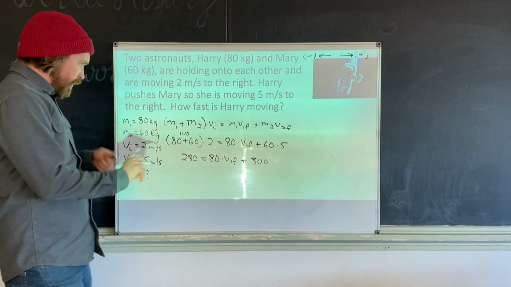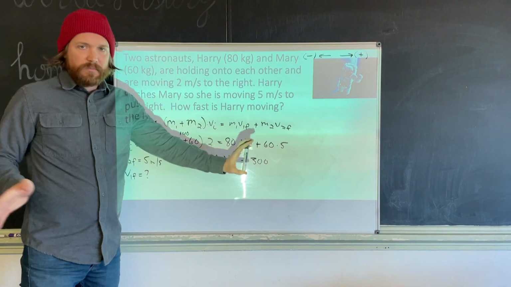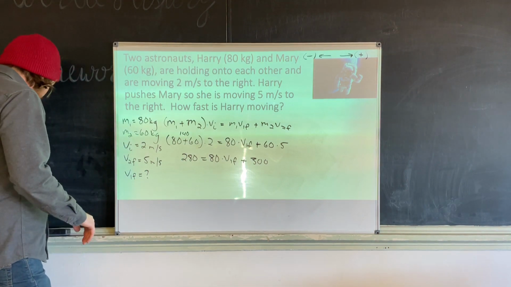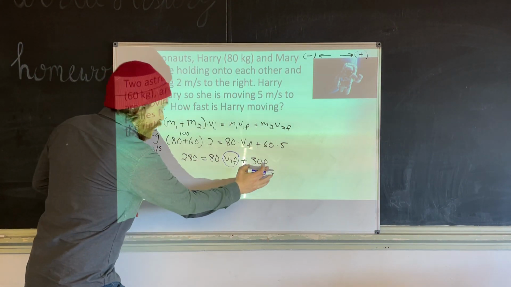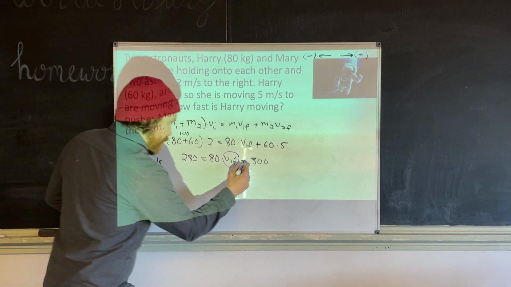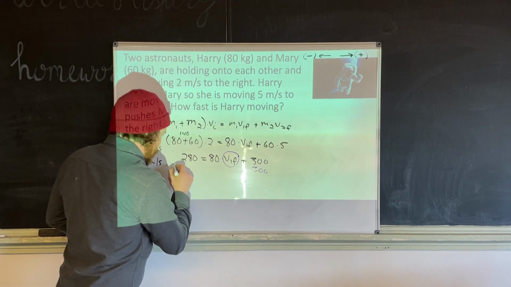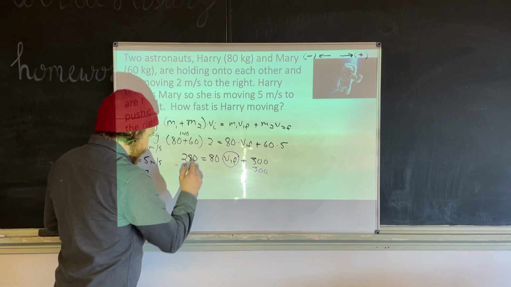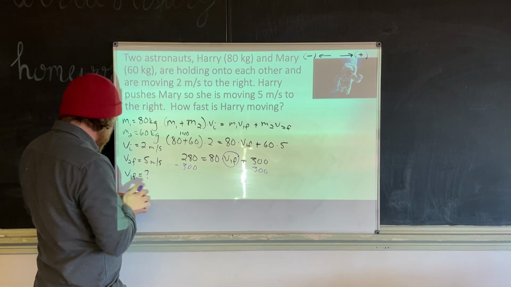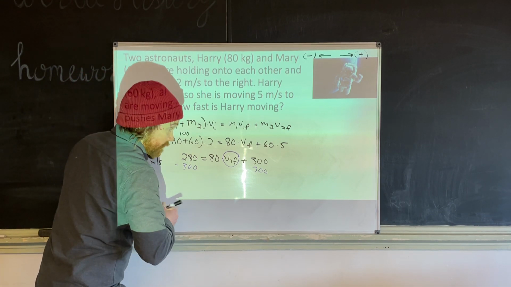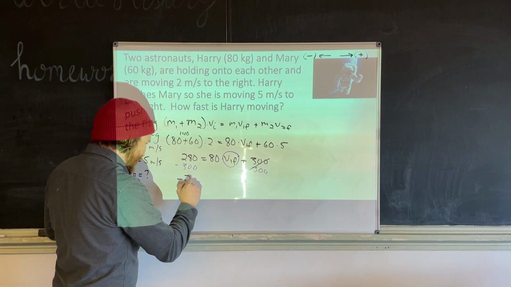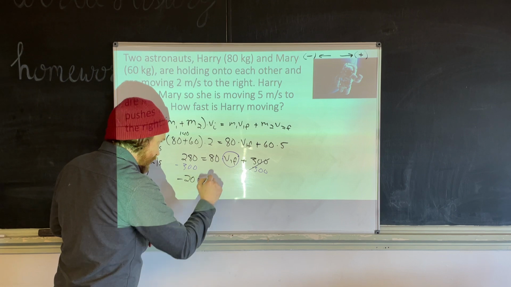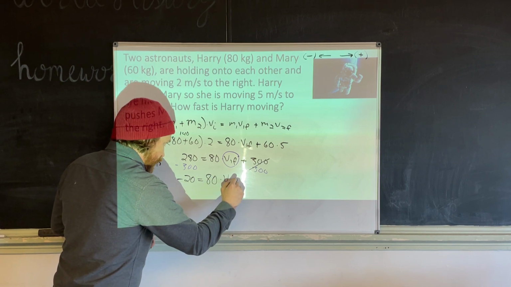Okay? So now this is, trust me on that one. So what we're going to do, we want V1F by itself. So I got to move the 300 first because it's being added. So I'm going to subtract 300 from this side. 280 minus 300. Well, first of all, 300 minus 300 is 0. 280 minus 300 is negative 20. And then I bring this down, which is 80 times V1F.